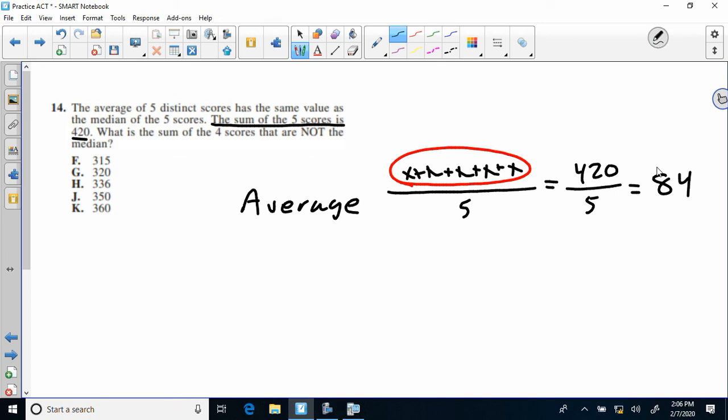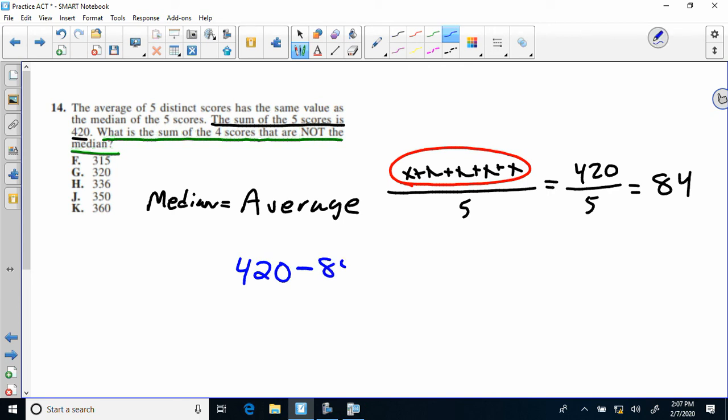The question they asked is in green. What is the sum of the 4 scores that are not the median? Well, we were told the median and the average were the same value in the first sentence. The average of 5 distinct scores is the same value as the median. So we know the median is equal to the average, which is equal to 84. So we want the sum of the 4 scores that are not the median. That would be taking the sum of all 5, and taking away the median. And the median was 84. And that gives us our answer.